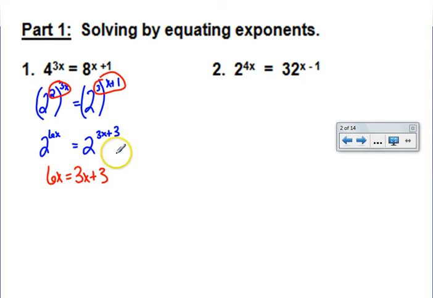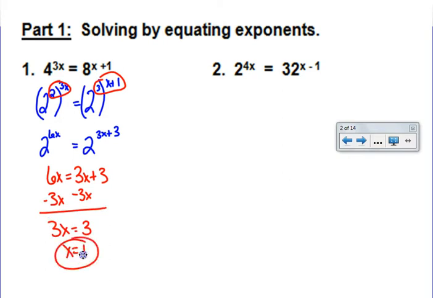So once you have your equation set up, you're just going to solve like you normally would. We're going to subtract the 3x and divide by 3, and you get x equals 1. So number 2, we have a base of 2 and a base of 32, and I think the common base in this case is also going to be a 2. So if I rewrite 32 as a 2, it's really 2 to the 5th power.